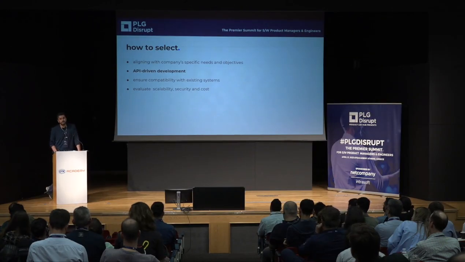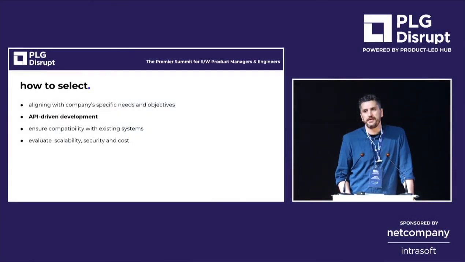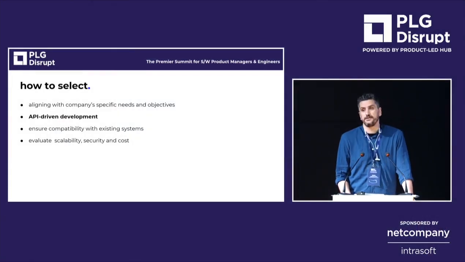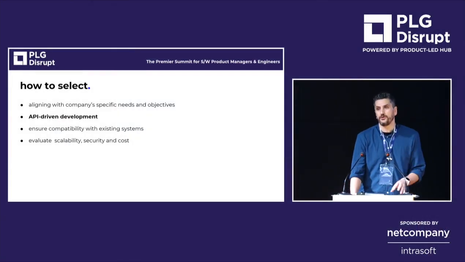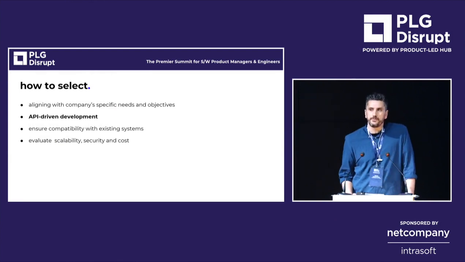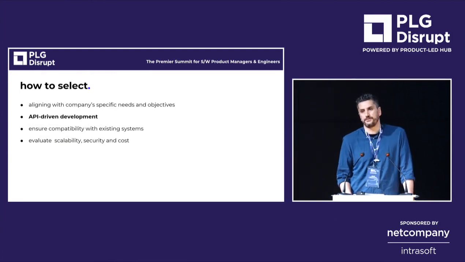And the second one, which is mandatory from an engineering perspective, is the APIs. The software that you are going to buy or use needs to have a proper and well documented API.